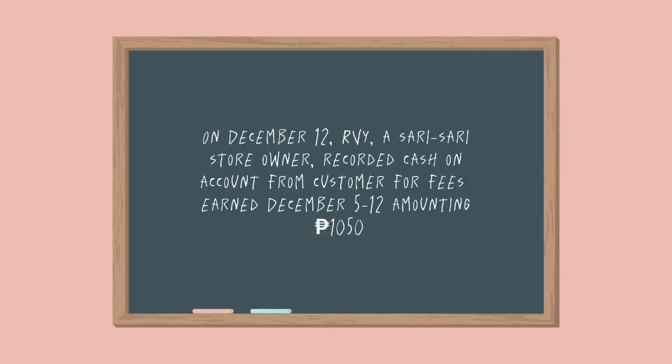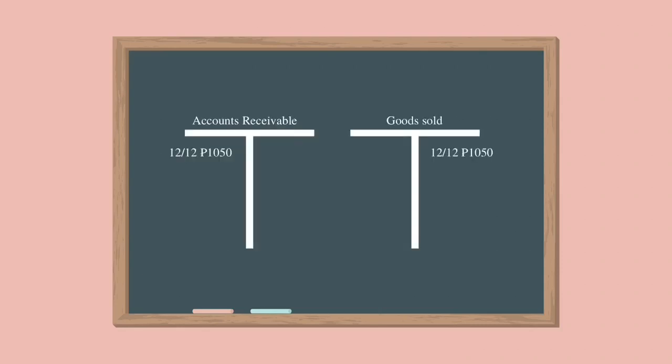On December 12, RB, a sari-sari store owner, recorded cash on account from customer for fee earned December 5 to 12 amounting to 1,050 pesos. In the second transaction, our first entry is accounts receivable and also our debit entry. We need to put the date, the peso sign, and the amount given in the transaction. The second entry in the second transaction is goods sold, as well as our credit entry. We need to put the date and the peso sign and the given amount in the transaction.